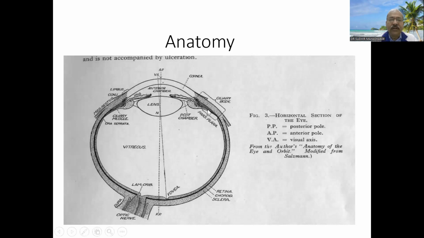As in this figure, you can see the lens is suspended in the eye behind the iris by the zonular ligaments attached to the ciliary body. Behind is again the vitreous, which also has fluid. It's a jelly-like structure, but the anterior chamber and the posterior chamber both are filled with aqueous, which is watery.